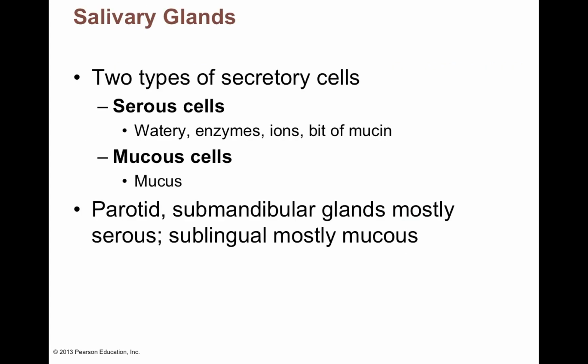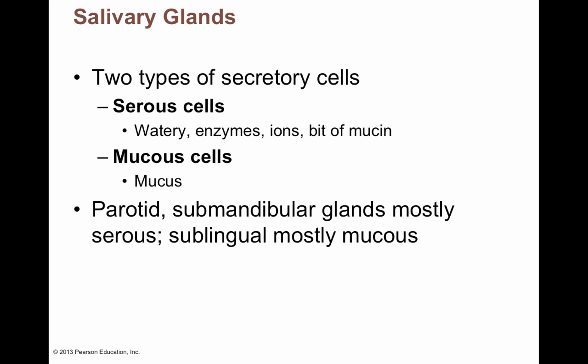Now, for salivary glands, you guys, there's actually two types of saliva you can produce. You can produce serous and mucus saliva. Serous saliva is water and enzymes and ions and only a little bit of mucin. And then mucus saliva is essentially a lot of mucus, and mucus is a glycoprotein that's mixed with water. It's mucin. Mucin is the glycoprotein.